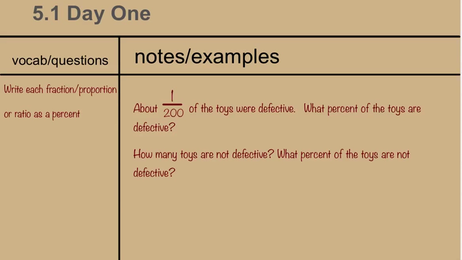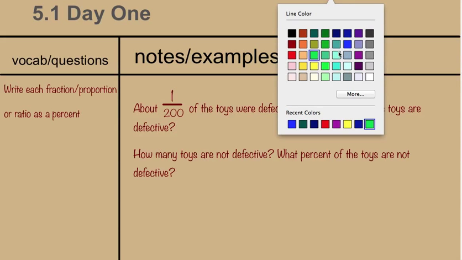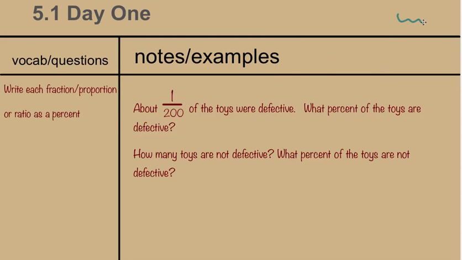All right, another one written a little bit differently from what we have seen. About 1 out of every 200, about 1/200th. Remember, a fraction is just another way to write a ratio. About 1/200th of the toys were defective. And this could also be said as 1 out of every 200. What percent of the toys are defective? They just gave it to us in the fraction form, and we want to know x percent over 100.